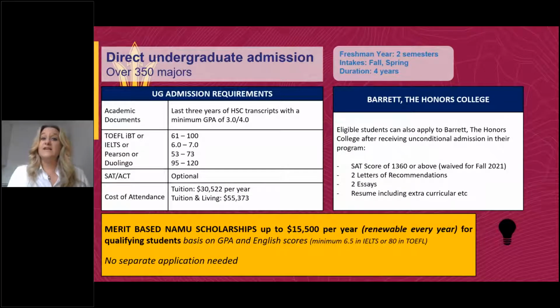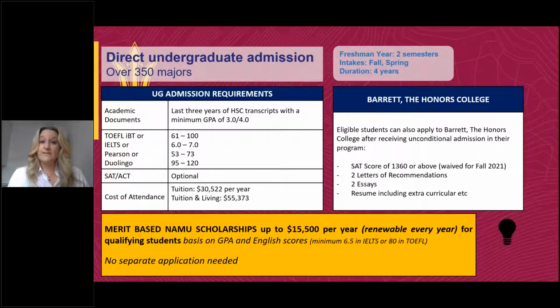Now, when we're looking at just the undergrad programs, ASU has a lot of different options for the undergraduate degrees. They have over 350 majors. Typically, the intakes are fall and spring. They do have some programs that start in summer for the undergraduate as well. The academic year would be 2 semesters. Typically, a bachelor's degree is going to take 4 years, which is pretty typical for US education.